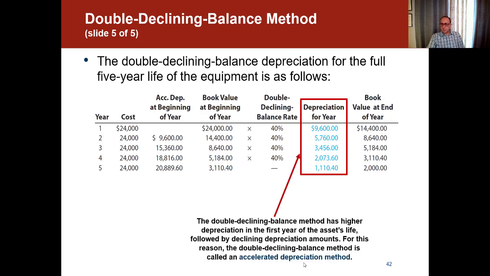So the double declining balance method has a higher depreciation in the 1st year of the asset's life, followed by declining depreciation amounts. For this reason, the double declining balance method is called an accelerated depreciation method.